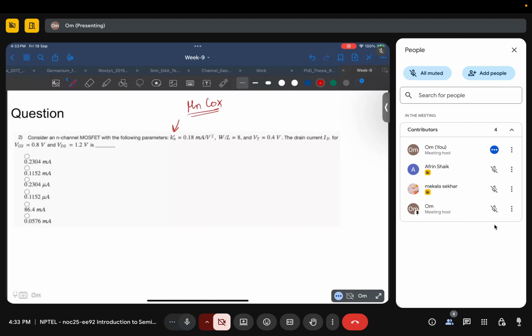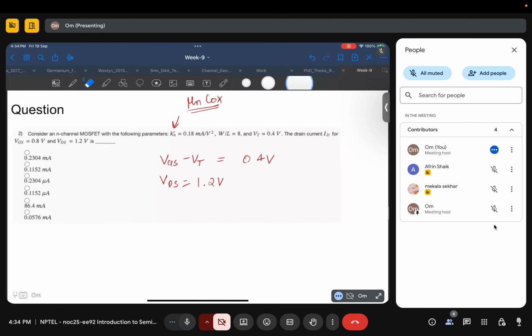So we have VGS minus VT is 0.4 volts and VDS is 1.2 volts. So what this means is VDS is greater than VGS minus VT. That means it is saturation.